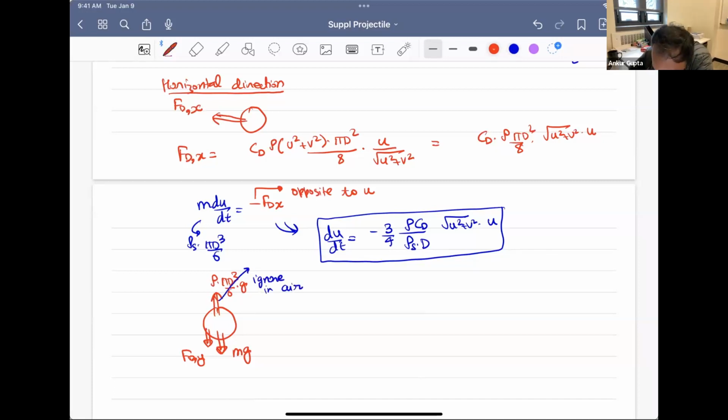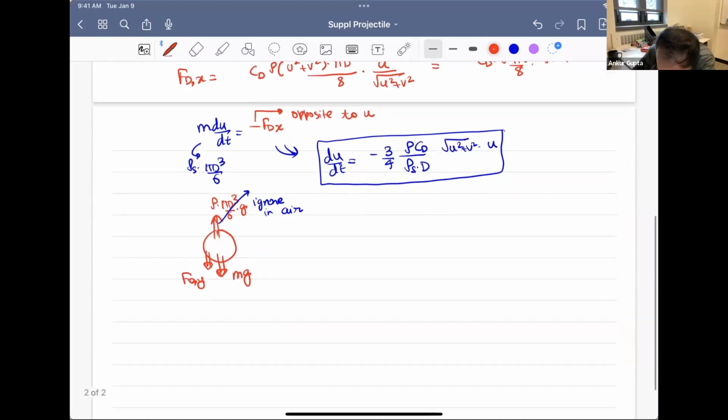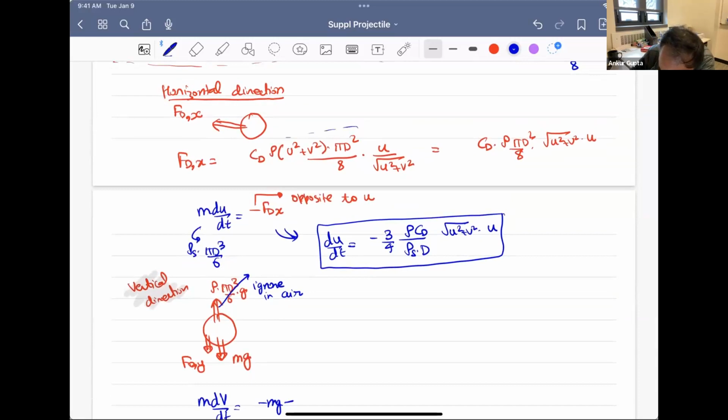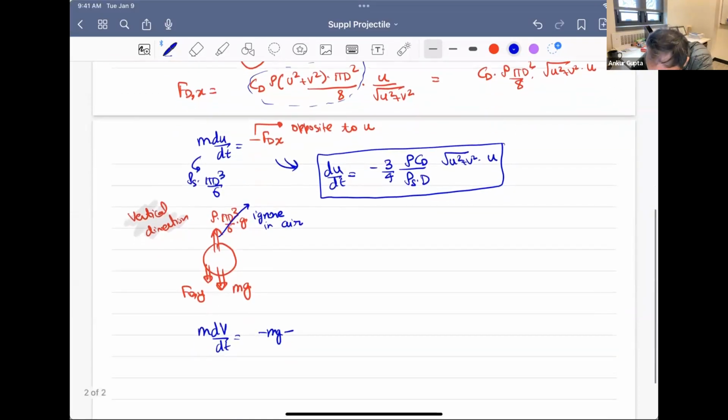Okay. And so now we say m dv by dt, so this is the vertical direction. Again, m dv by dt, both the values are negative right now. m dv by dt is equal to minus mg. And then this is the component. Instead of u, I will take v by square root of u square plus v square. So minus CD into rho into square root of u square plus v square into pi d square by 8 into v.